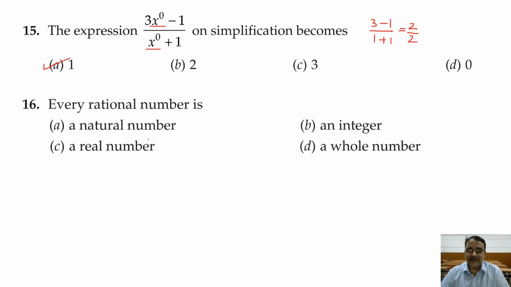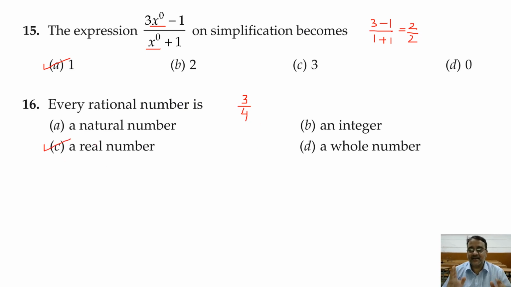Every rational number is dash. A natural number, an integer, a real number, a whole number. Option B, sir. No. See, I will give one example. 3 by 4 is a rational number. Now you tell me whether it is an integer? No, sir. It's a real number. Option C. Yes, option C is the correct answer.